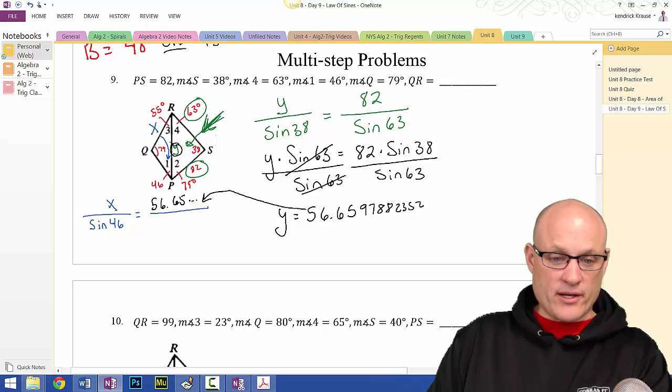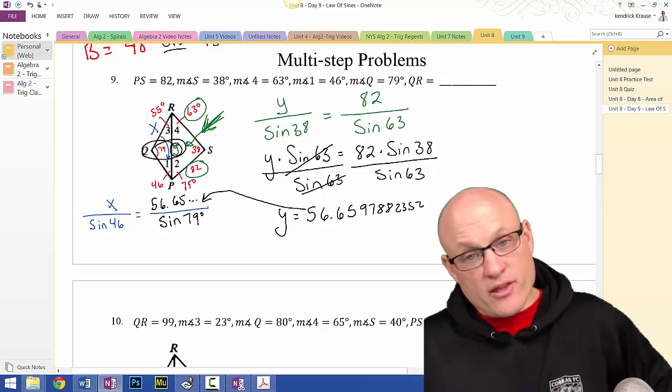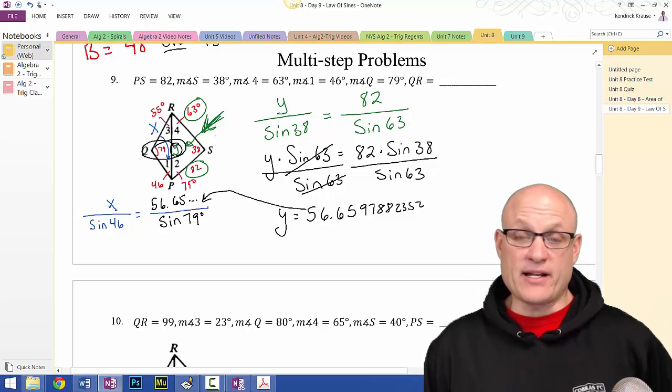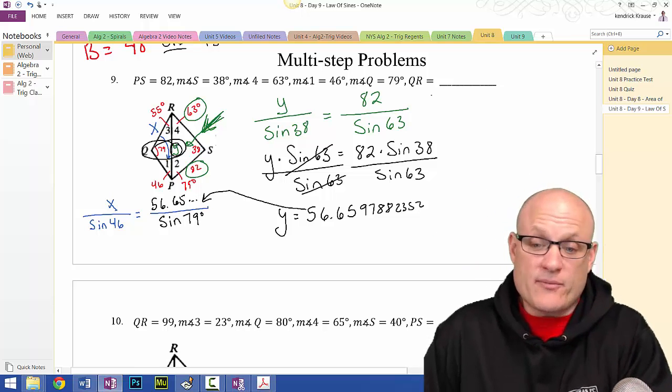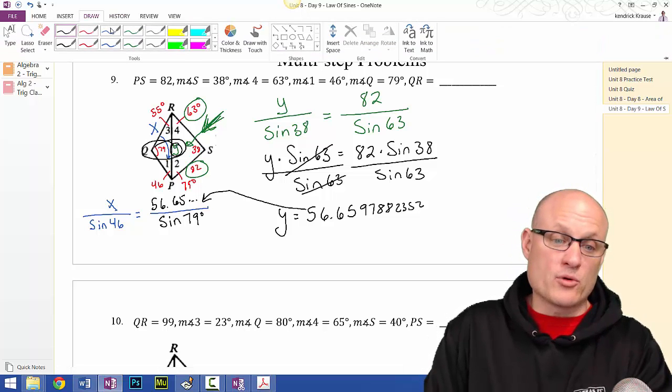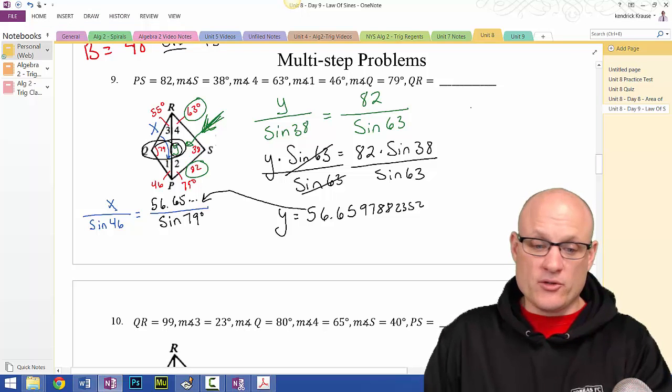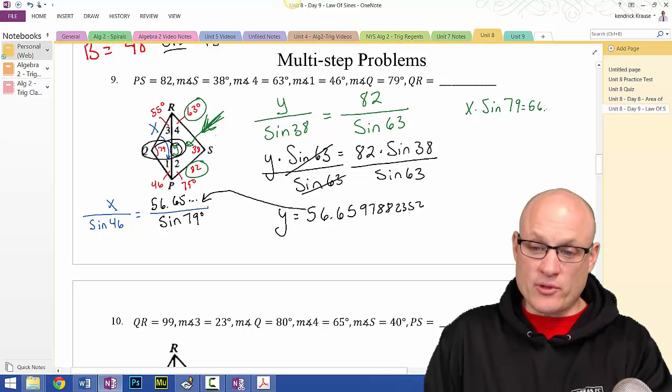Well, I'm going to put that over the sine of 79. See, now I was able to get a side that is in the left triangle by finding that middle or shared side, and that's the trick to this thing. Now I'm just going to do the same thing. I'm going to cross multiply one more time. So x times the sine of 79 equals 56 point blah, blah, blah.